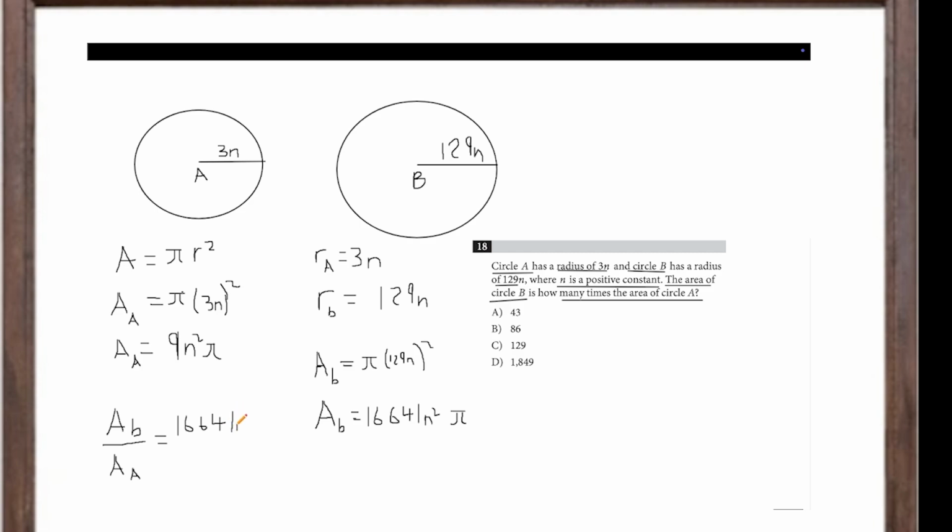So we're going to have 16,641 times n squared pi divided by 9n squared pi. We're going to cancel out our n squared and pi's. So now our answer is going to be 1,849. Therefore, our answer is D.